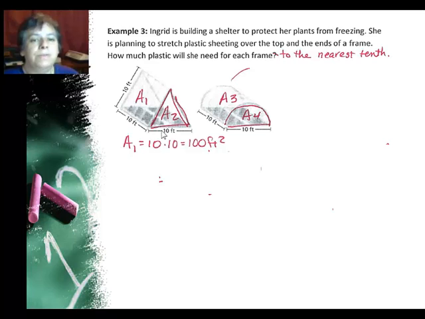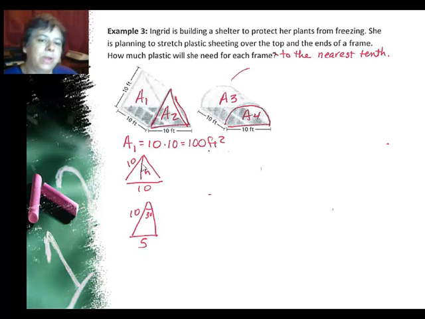So first of all, let's find area 1. That's a nice little square, 10 by 10. So that one's easy. 10 times 10 is 100 feet squared. Now I'm going to find area 2. Well, that's a triangle, and I don't have my height yet. I can see my base is 10, but I'm trying to find my height, which is vertical, and it cuts it in half, so I know this is 5.